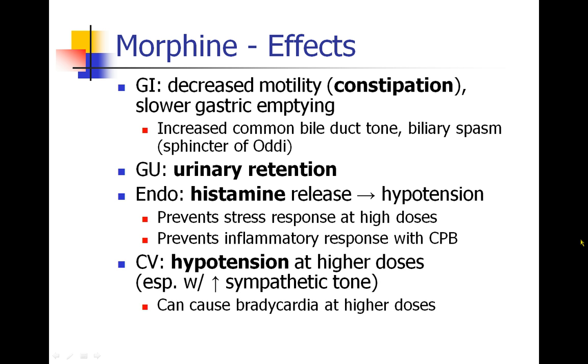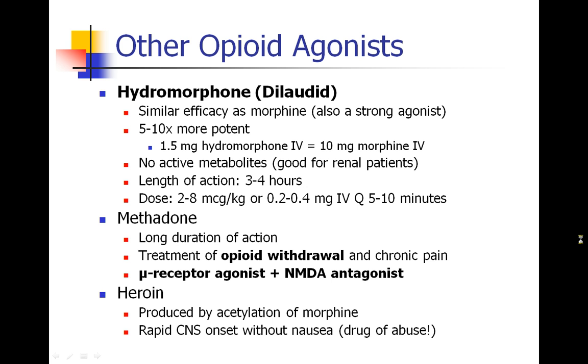But if you take a normal, healthy, calm patient who's not in pain and give them some morphine, you probably won't see their blood pressure drop quite as dramatically. And at higher doses, the opioids tend to cause bradycardia. There are other opioid agonists that work similarly to morphine. The one you probably see most often is hydromorphone, also known as Dilaudid.